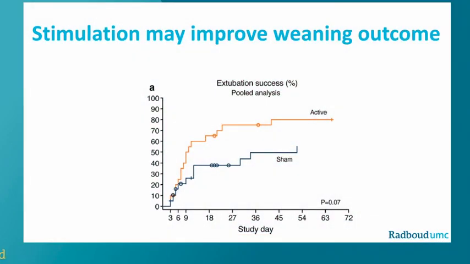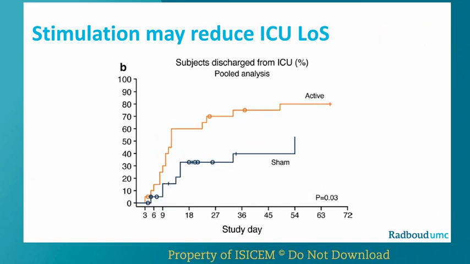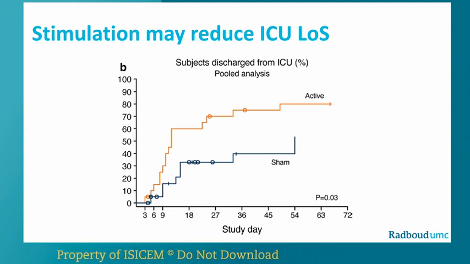So these data are only, I think, hypothesis generating. Remember, it's only 40 patients. But the data showed that in the active group, extubation success tended to be higher as compared to sham. And also, the duration of ICU length of stay was shorter in the active group as compared to the control group. But again, this is only hypothesis generating in 40 patients, right?